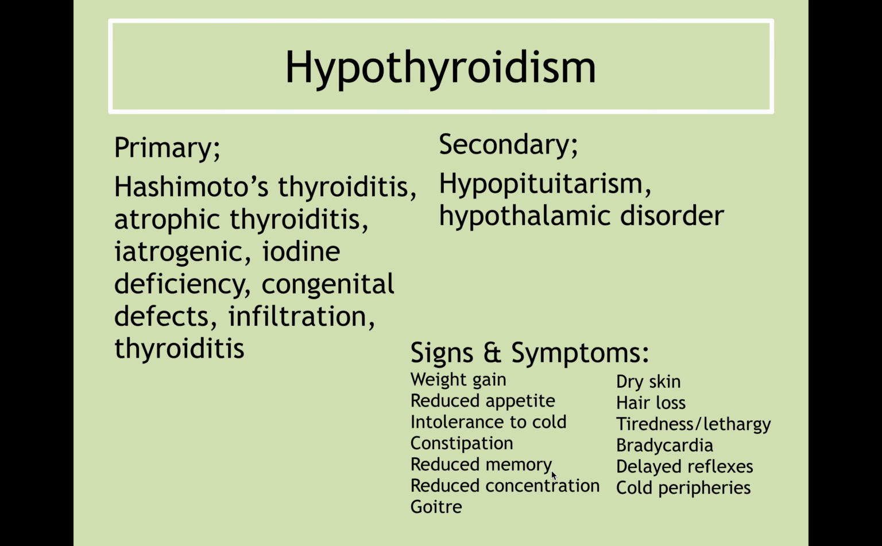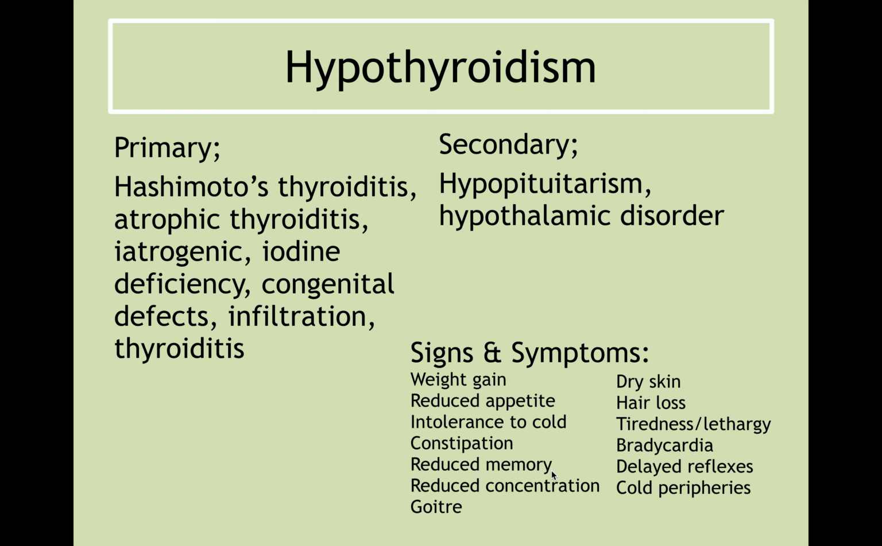So the other condition is hypothyroidism. This is where the thyroid is underactive and you don't have as much T3 and T4 as you need. Again, there are primary and secondary causes depending on whether this is a problem with the thyroid itself or a problem with something else which stimulates the thyroid.